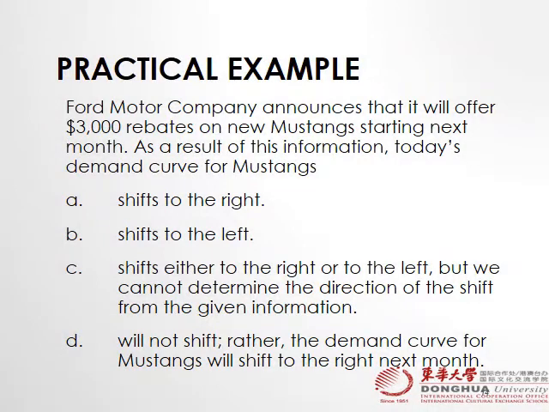Okay, let's have an example here. Just pause the video here and try to answer the question. We have options. Try to solve it. Okay, so Ford Motor Company announces that it will offer a $3,000 rebate on new Mustangs starting next month. As a result of this information, what happens to today's demand curve for Mustang? Shift to the right, shift to the left, shift either to right or left, it can never be the answer. Will not shift, rather the demand curve for Mustang will shift to the right next month.